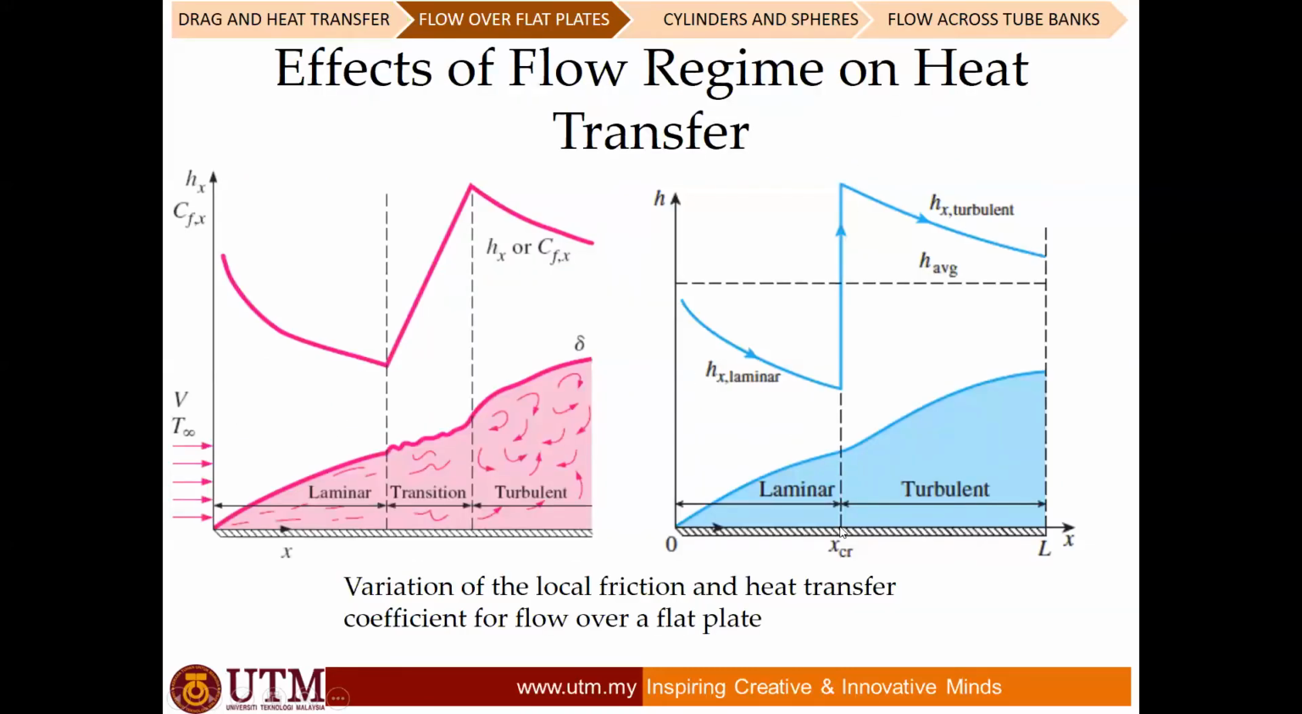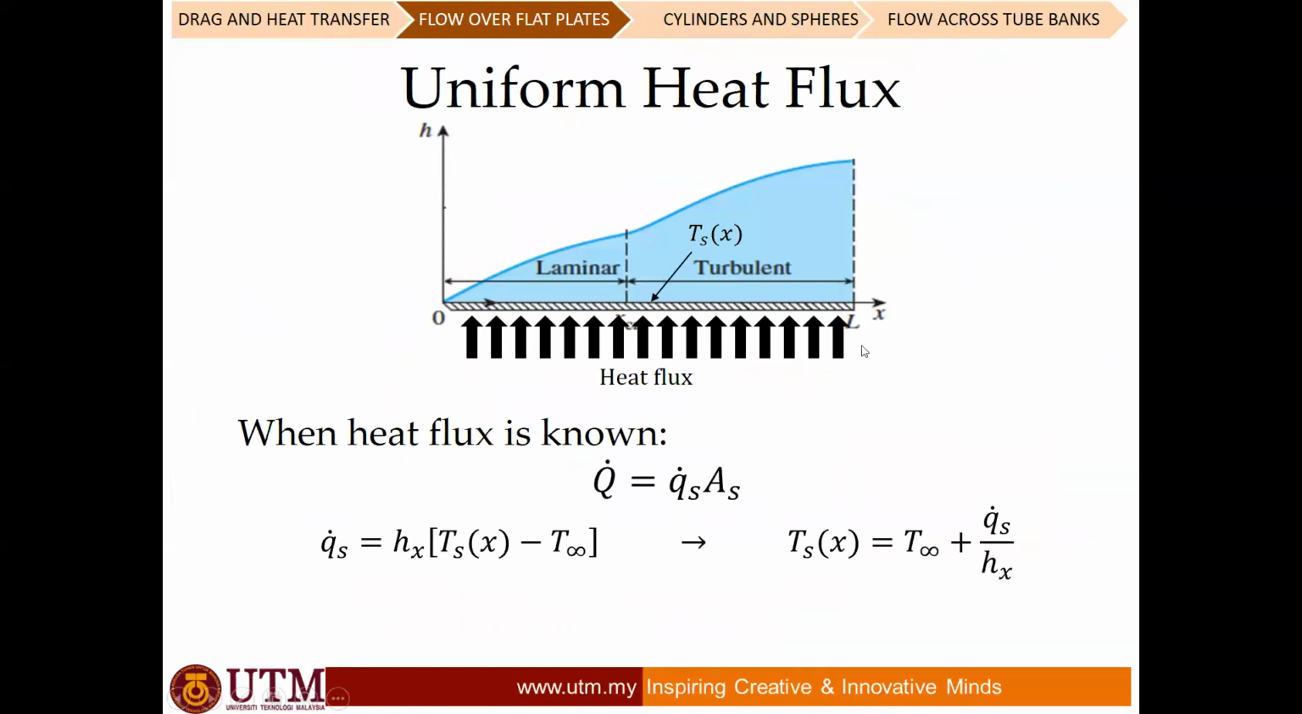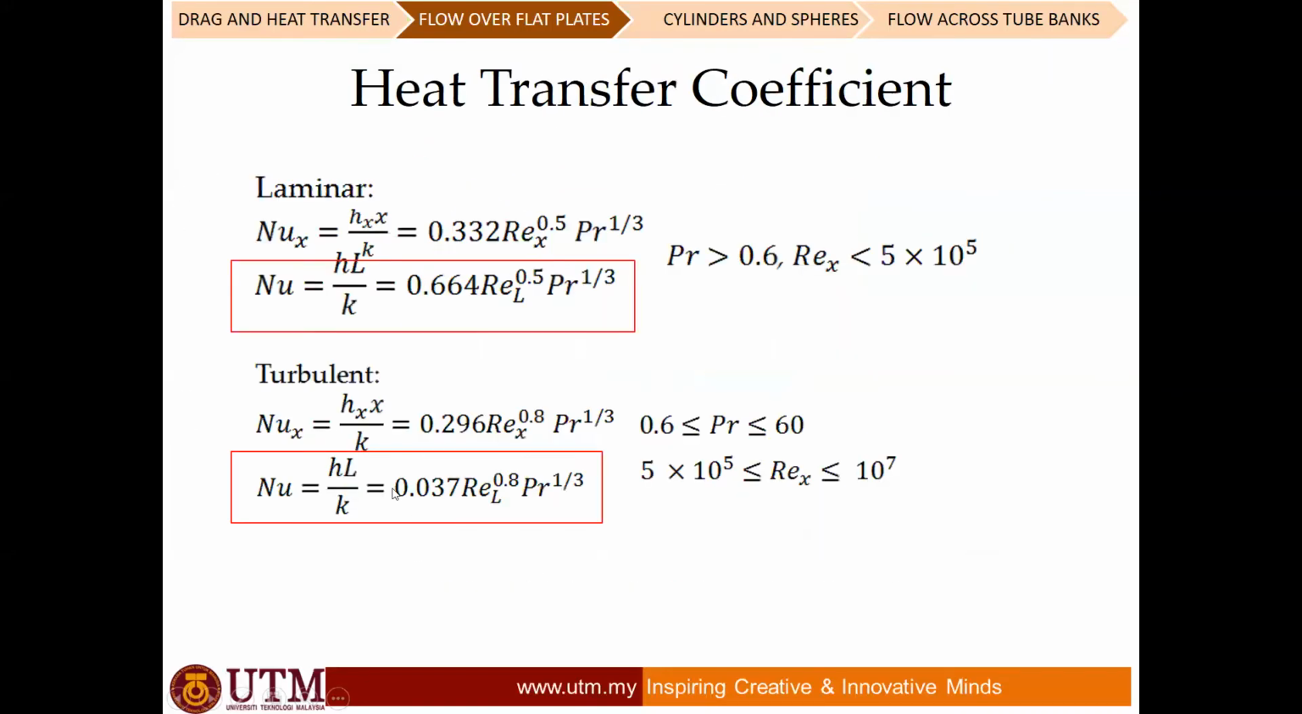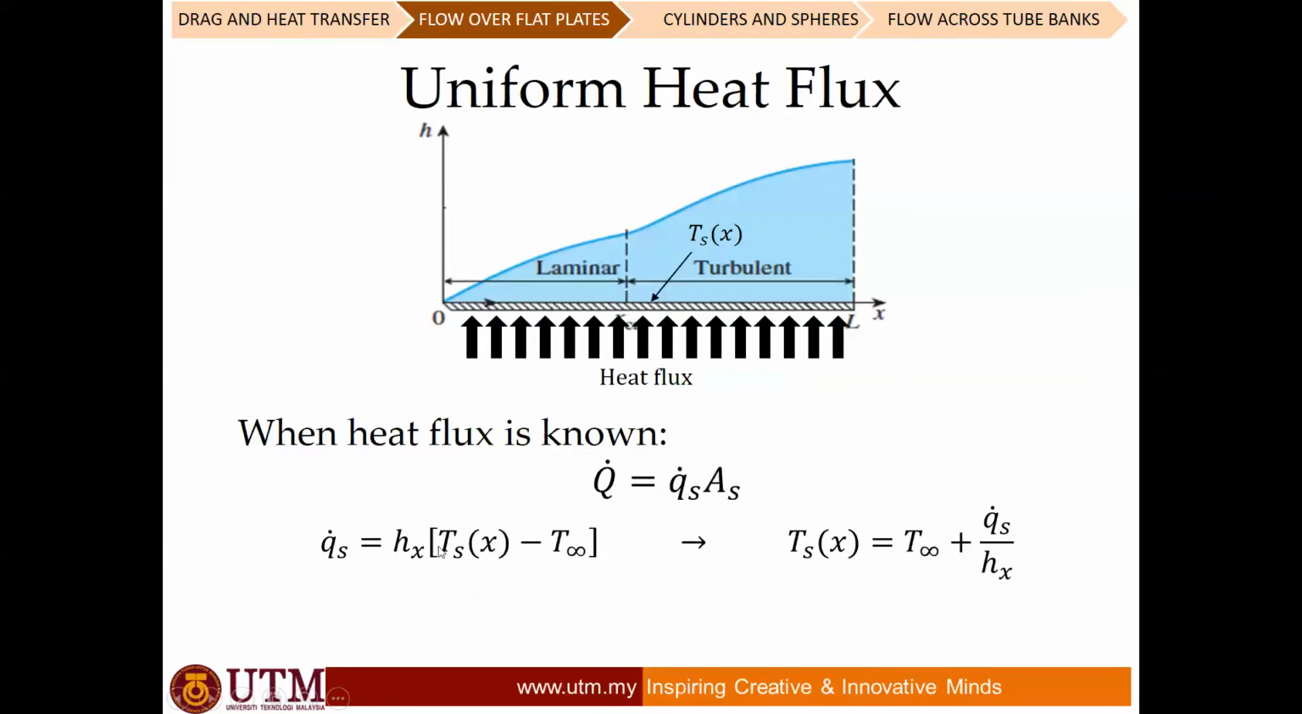So this is for a fixed temperature. Let's say you have a uniform heat flux over here, and then you calculate your heat transfer coefficient based on this Nusselt number correlation, and then you know the h, and then you can calculate either the heat transfer Q dot or the surface temperature on the surface of the plate.